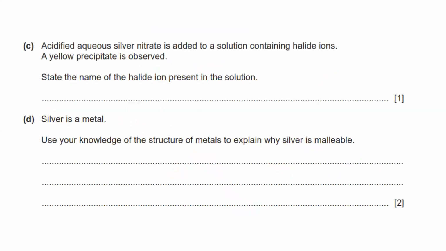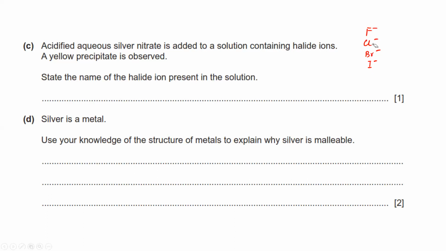So moving ahead, part C, it says when acidified aqueous silver nitrate is added to a solution containing halide ions, a yellow precipitate is observed. So remember, name the halide ion present in this. Remember, silver iodide is actually yellow in color. So halides are generally fluorine, chlorine, bromine, iodine, astatine. These are halide ions.